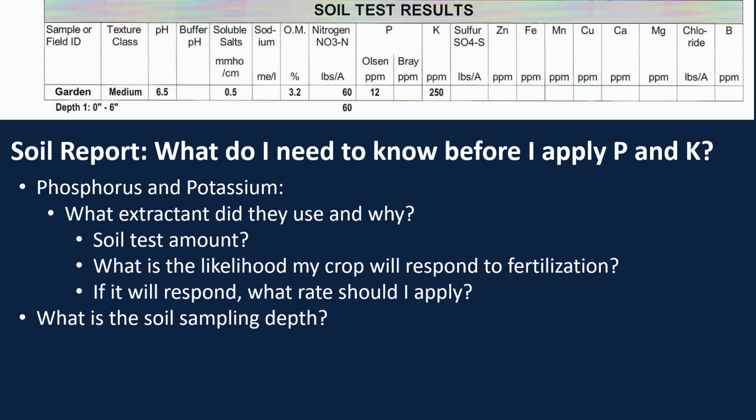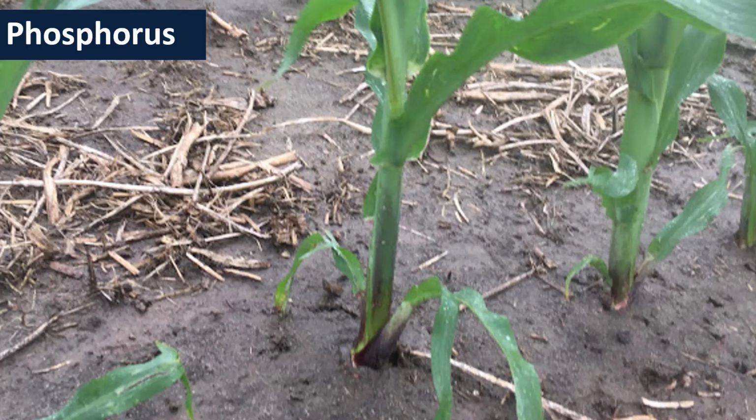But this is what we want to know before we apply phosphorus and potassium. The first question is, what extractant did they use at the lab? Why did they use that extractant? What is the soil test amount from that extractant? What's the likelihood that my crop is going to respond to fertilization? And if it will respond, what rate should I apply? And also, when we're talking about soil sampling, what depth should we sample at and why is that important? So first of all, I'm going to look at phosphorus.